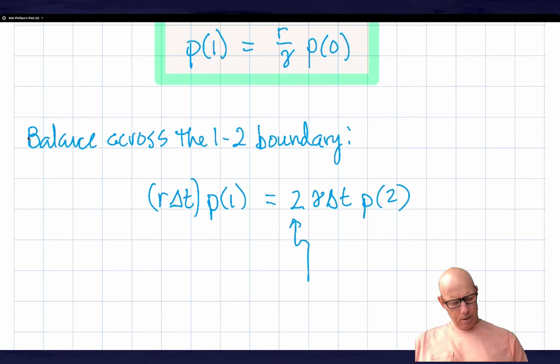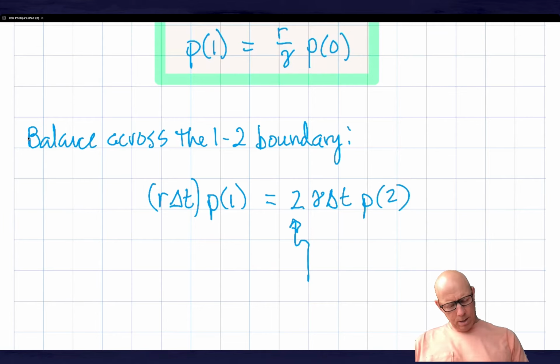What's this 2 for? The reason is that I have 2 RNA molecules in my cell of interest, and either of them in the time step delta t could decay. And so I have to account for the fact that there are 2 candidates for the decay event.